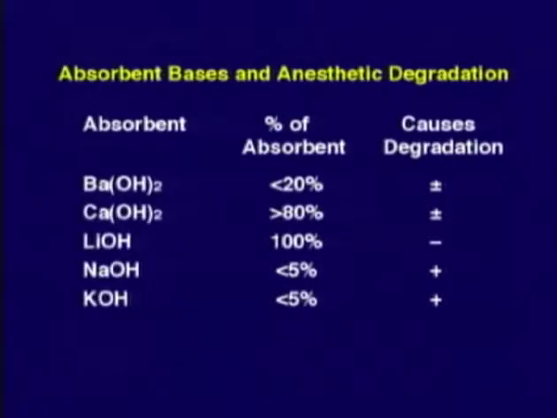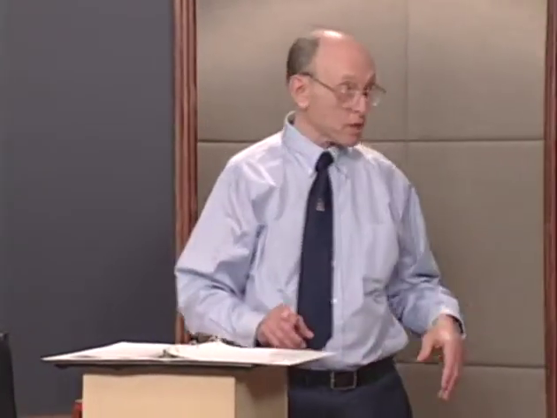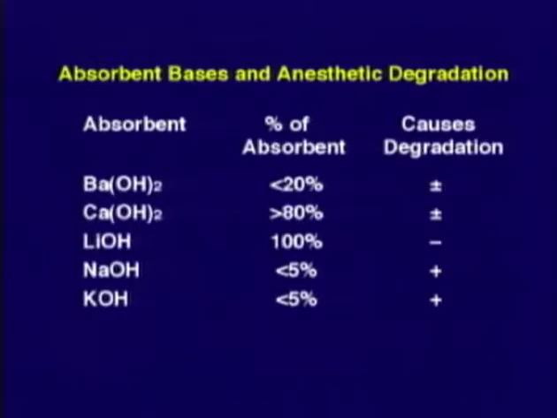But it's the monovalent bases, the sodium hydroxide and the potassium hydroxide, that do most of the degradation. So we could eliminate the degradation or markedly reduce it if we got rid of those. And that's what's been done in a new absorbent called Absorb. Absorb doesn't contain any sodium hydroxide or potassium hydroxide, and it does not degrade the anesthetics.